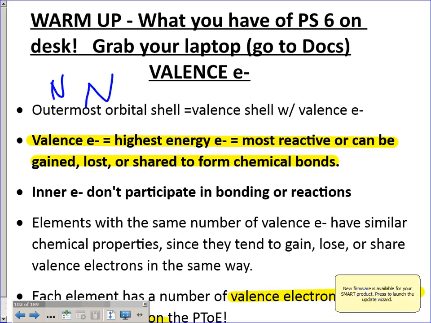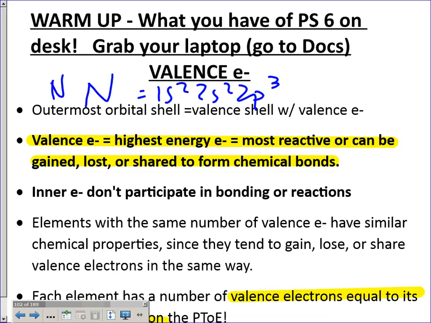2p3. Perfect. I was trying to write that as you were going on my smartboard. Okay, so 1s2, 2s2, 2p3. Can you see the five valence electrons there, guys? Where are they? 2s2, 2p3. Okay, so you guys said there are five valence electrons.